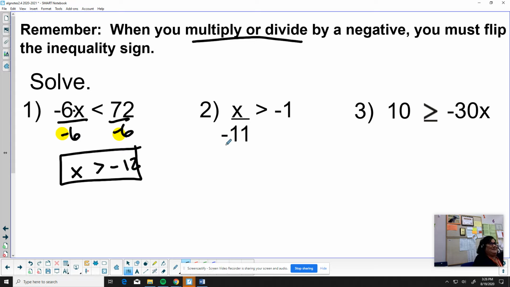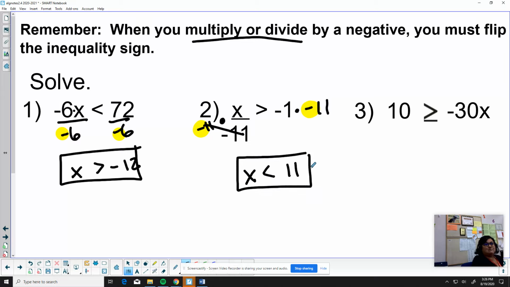Okay, that's okay. All right, so right here, x is divided by negative 11. You had to multiply by negative 11 on both sides. Since, again, I'm multiplying by a negative on both sides, I have to flip it. So greater than becomes less than, and over here is just 11.